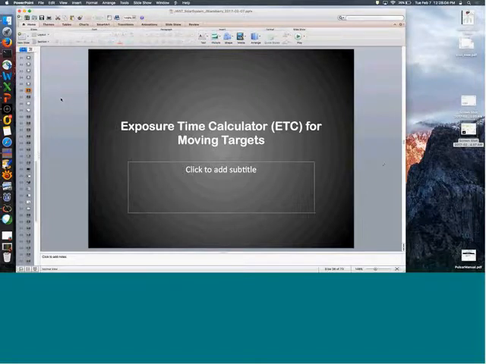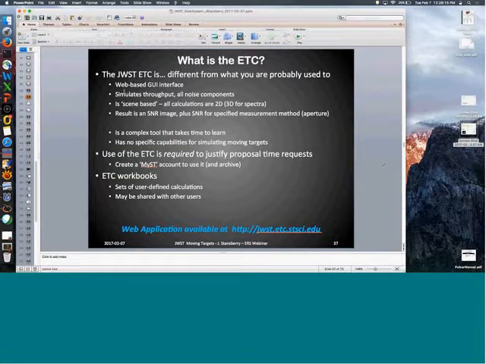Okay. The last thing I was going to say a little bit about is the exposure time calculator, or the ETC, and how it relates to moving targets. So what is it? It's different than probably any ETC that you've used before. These are fairly standard tools. There are ETCs for HST, there is one for SOFIA, there is one for Spitzer, there was one for Herschel. But the JWST one is a little bit different.